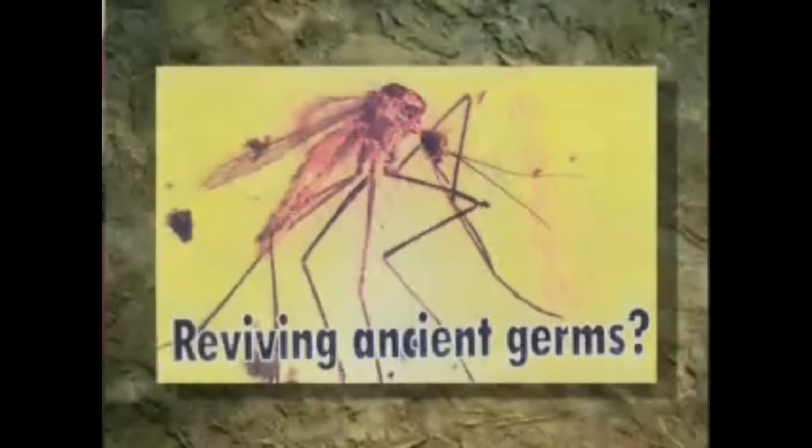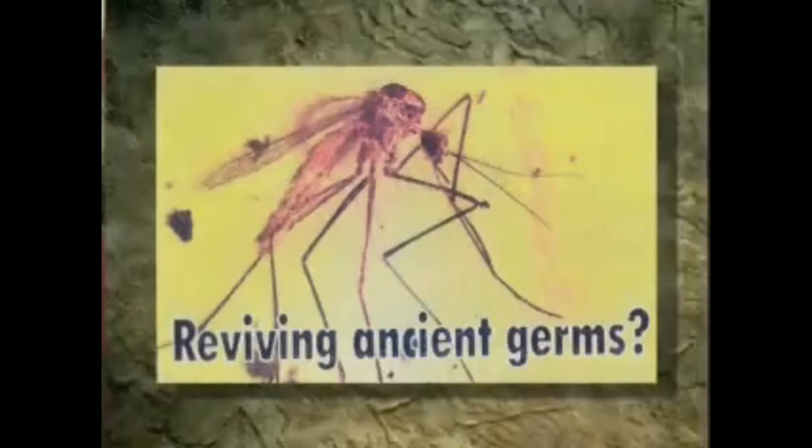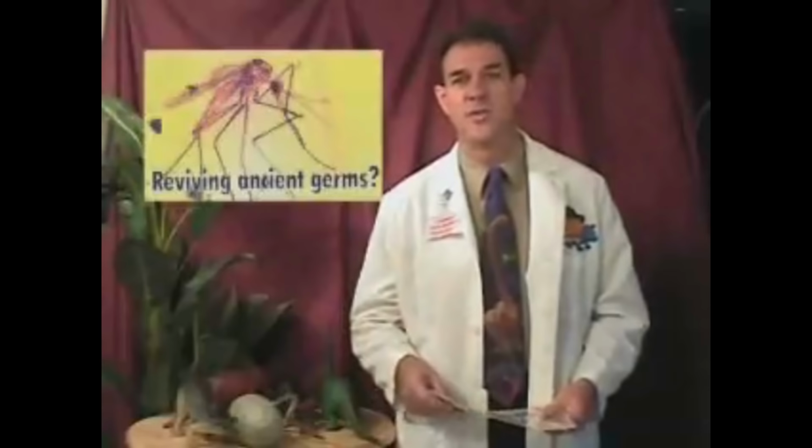And of course, with our first transparency here, the idea was to find a mosquito that had sucked dinosaur blood and became trapped in amber. Amber is that sticky tree resin that we believe washed down with the flood.